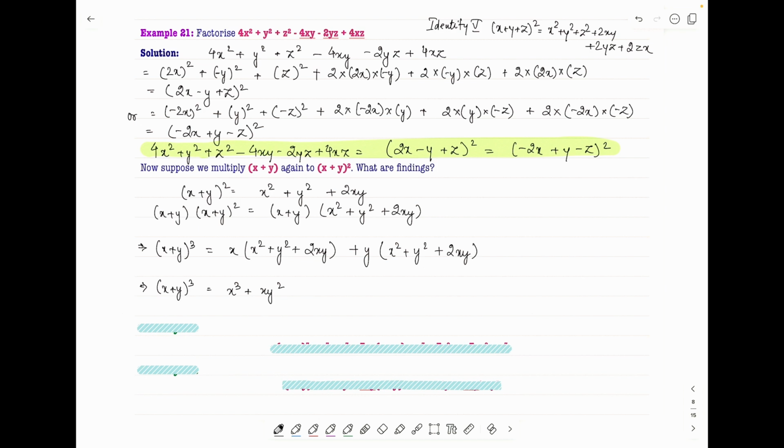Sorry, x into x square is x cube, x into y square is xy square, x into 2xy is 2x square y. Plus y into x square is yx square, plus y into y square is y cube, and this is plus 2xy square. So the x cube term I am going to write first. This will become (x plus y) whole cube equals x cube, and there is one y cube.